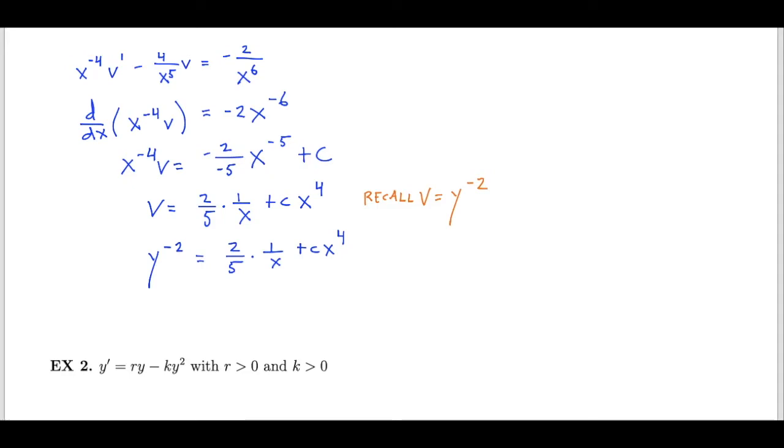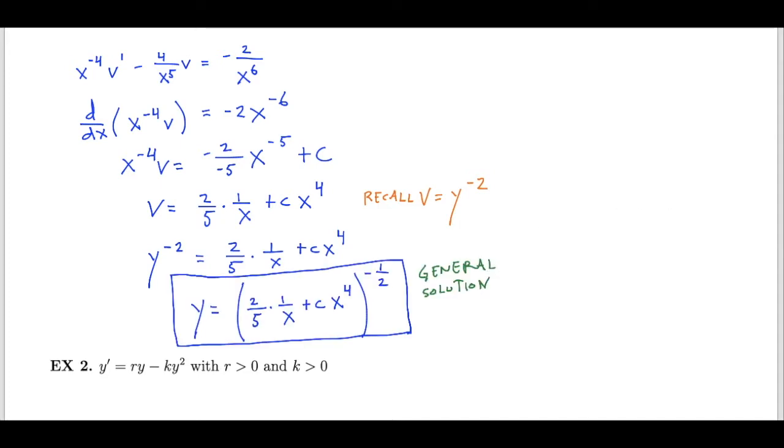At this stage, I have an implicit expression for my general solution, but if I want to push a little further to have an explicit expression, I can simply do the step or two of algebra required to solve for y. So here I have my final answer. This is an expression for the general solution of my differential equation.